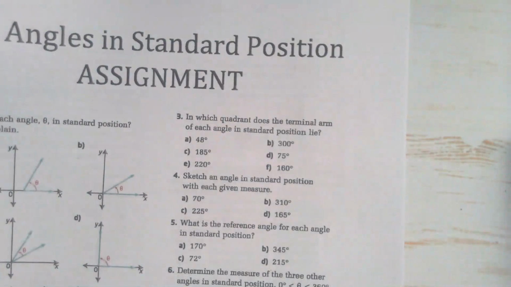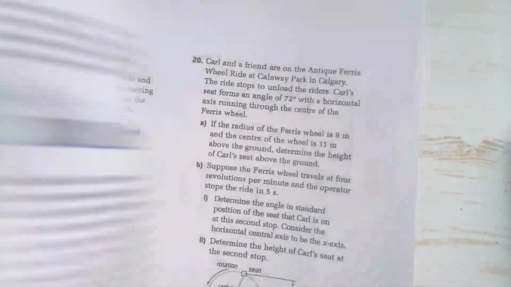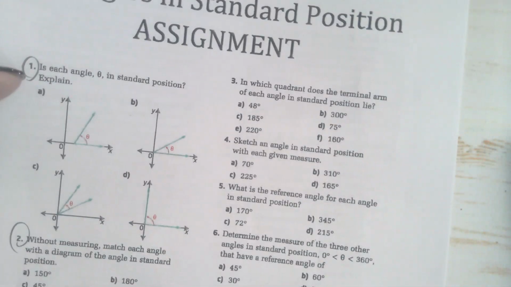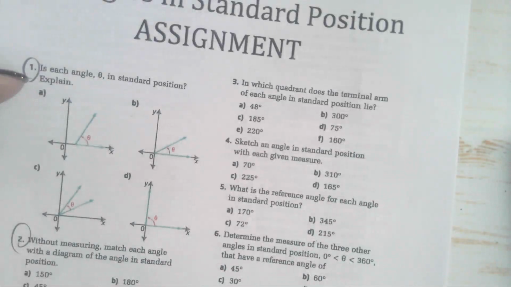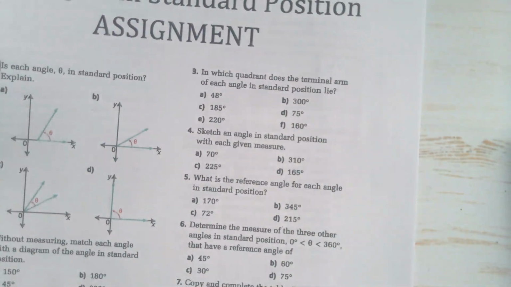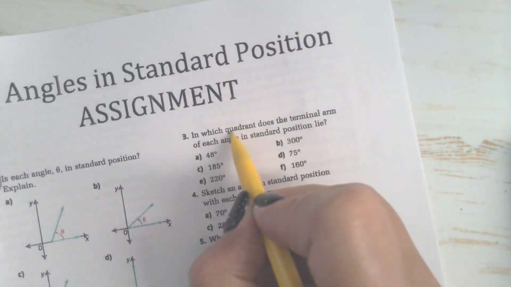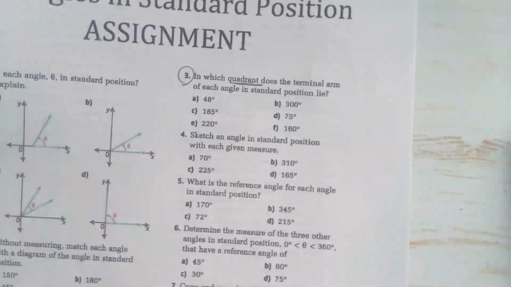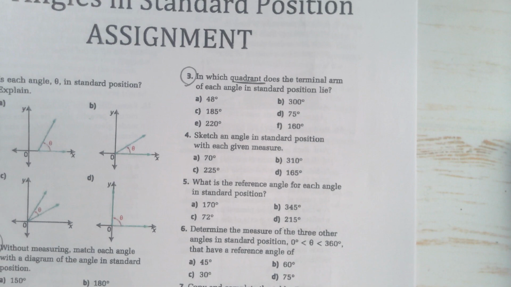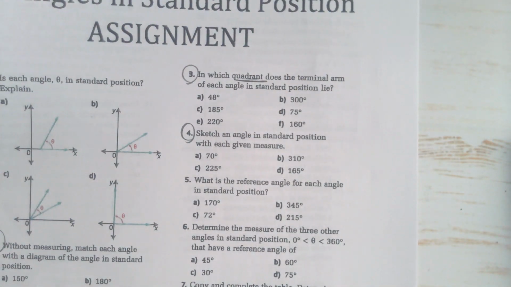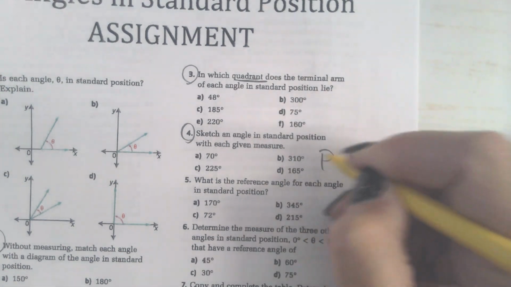You will need paper for this assignment. I didn't give you any space to put them. In what quadrants does the terminal arm lie? So you just tell me the quadrant. Here in number 3, you probably put it right on the page. But number 4, when you sketch them in standard position angle, please put them on paper. This one's going to need paper.